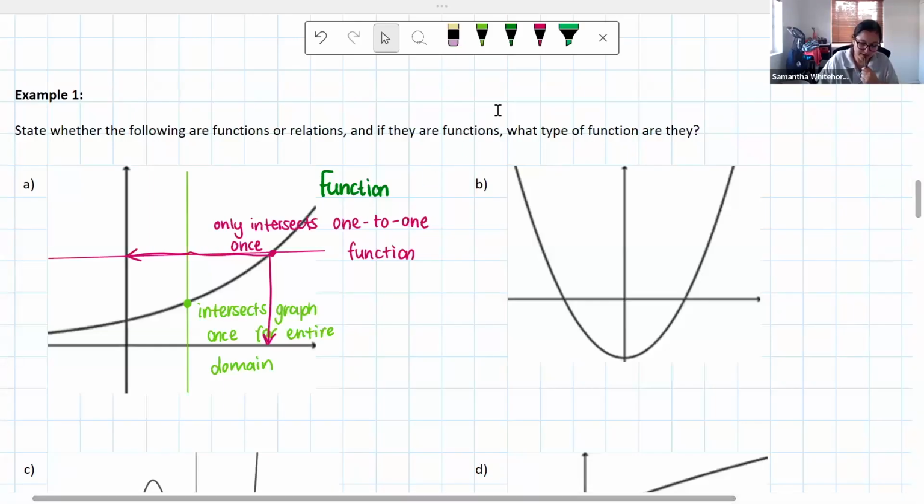Okay, here we are. So I want you to have a look at question B, and I want you to decide, is it a function? Is it a relation? And if it is a function, what type of function is it?